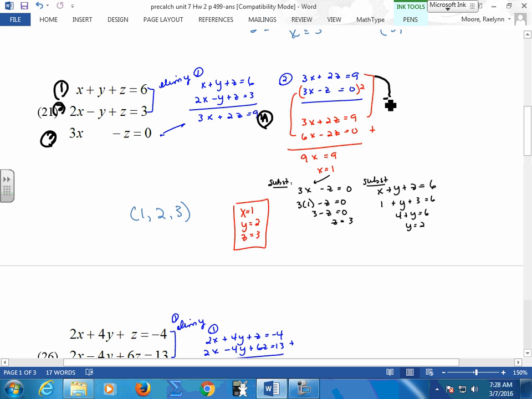And it doesn't matter which one you eliminate. If you didn't eliminate X and you eliminated Z, that's fine. Whichever one you eliminate is absolutely fine. And then substitute it back. Probably better to substitute it into this one because this one was the given one, not the one we changed.